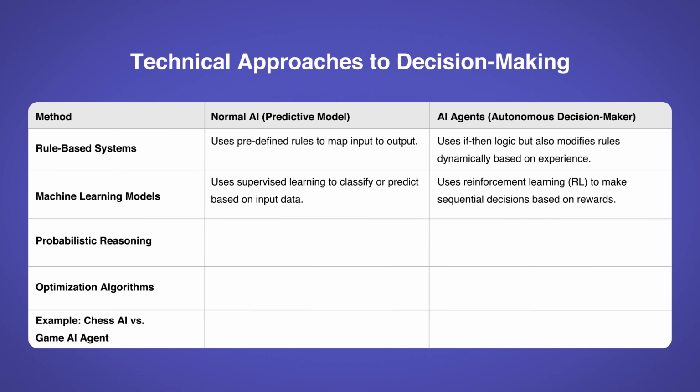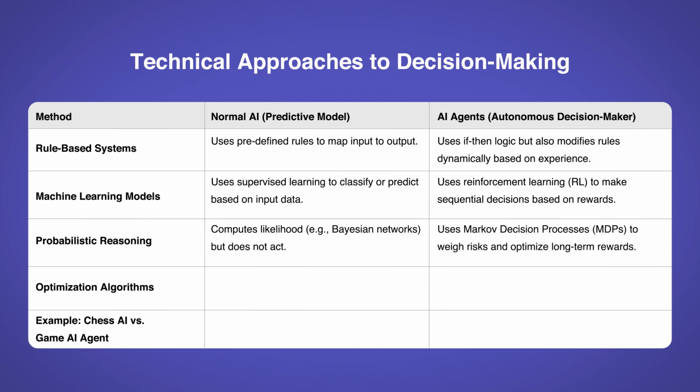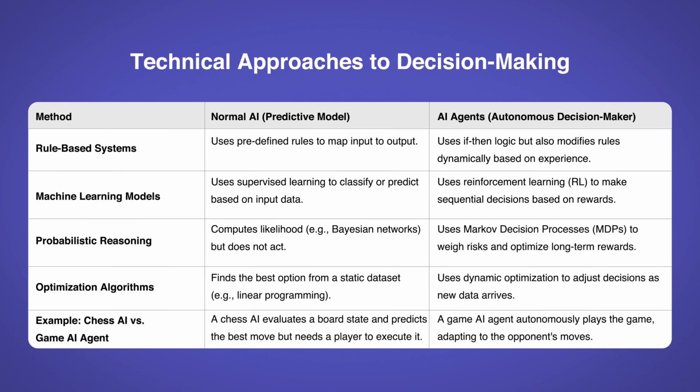And lastly, we'll kind of go over probabilistic reasoning. So with normal AI, they compute likelihood, like the Bayesian networks, but they don't act on those. Whereas an AI agent uses Markov decision processes to weigh risks and optimize long-term rewards. So there's a lot of technical things going in the decision-making process, and there's really cool videos that I've linked as well if you want to check these out in detail.